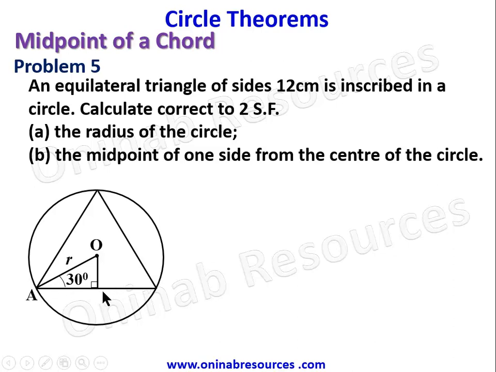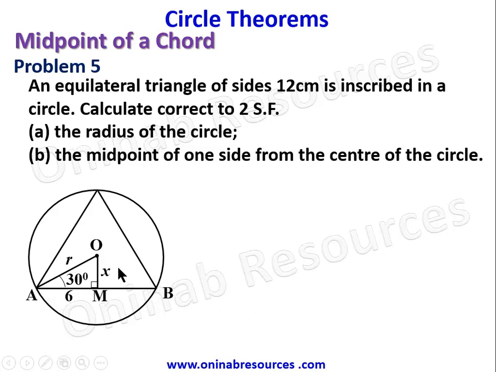Now this line from the center to one of the sides here is a perpendicular bisector. If we name this point A, B, this is the midpoint M. Since AB is 12 centimeters, we are going to divide it into 2 to get AM, which is also equal to MB. So we have AM here to be 6 centimeters, and the distance from the center to M, that is OM, will be named X. So we are meant to calculate the radius, which is problem A, and the distance of the midpoint of one side from the center of the circle, which we have labeled as X.